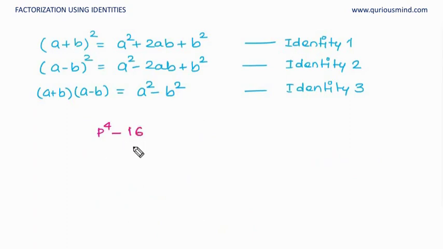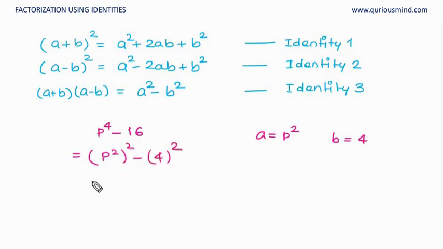P raised to 4 minus 16. Now we see two terms. So first two identities we'll not look at. We'll look at third identity first. Square of one number. Yes, P raised to 4 means it is square of P square. So if A is P square, A square is P raised to 4. And if B is 4, 4 square is 16. So this will become P square whole square minus 4 square.